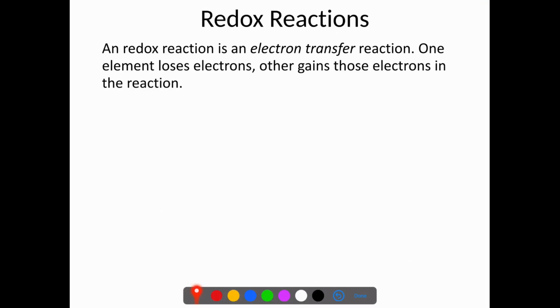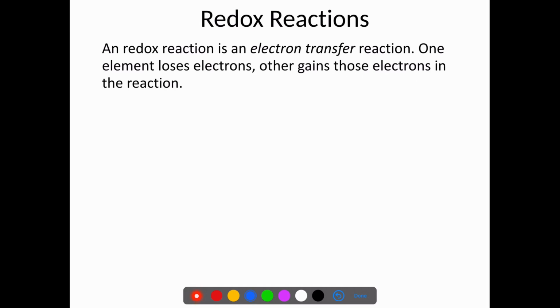The last type of reactions we will learn in this chapter are redox reactions. What is a redox reaction? It's a reaction in which electrons are transferred. So we can also call it an electron transfer reaction. One of the elements in the reaction is going to lose electrons, and another element in the reaction is going to gain electrons. And these sorts of reactions are called redox reactions.